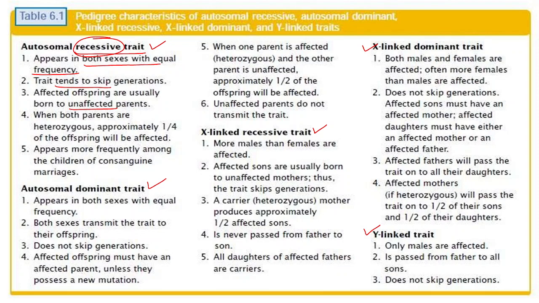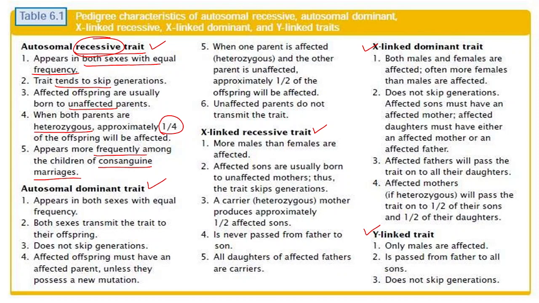Next one, when both the parents are heterozygous, approximately 1/4 of the offsprings will be affected. If both the parents are heterozygous in nature, approximately 1/4 of the individuals will get affected, right?